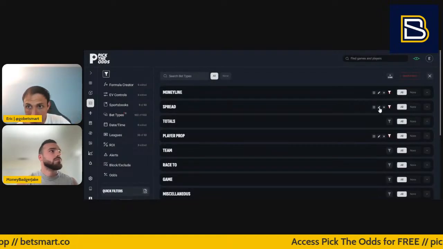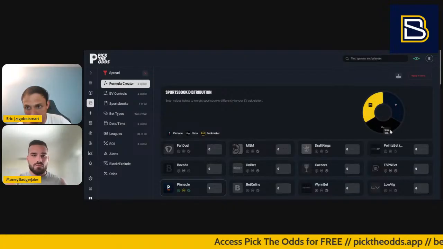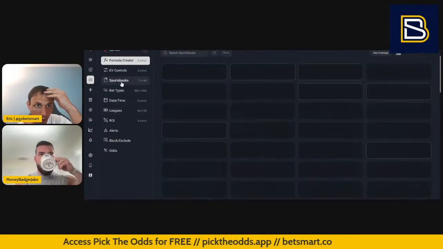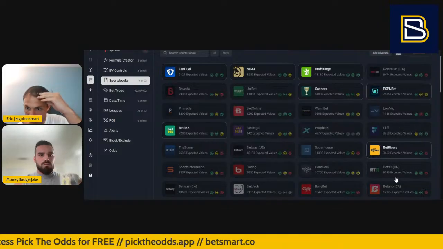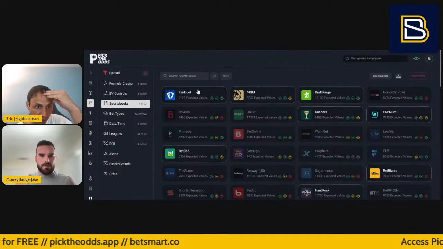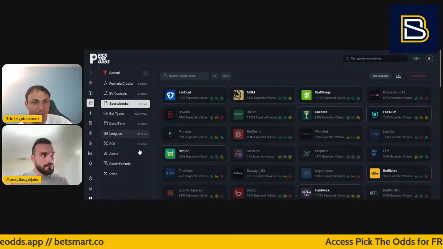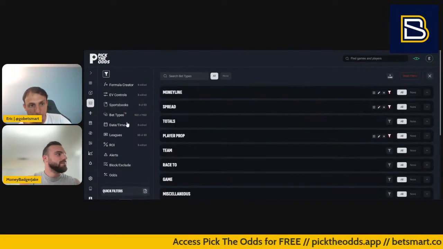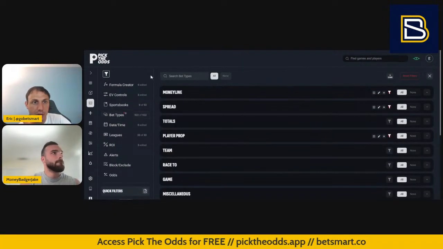Spread, very similar setup here. Keeping it to Penny, Bookmaker, and Circa. Could probably add an exchange or two. I'll go back to the sports books again and add Hard Rock one more time for Jake. But again, that's the same structure on the rest of the side here, so I'm not going to go into that. But player props. This is where things get a little bit more interesting.